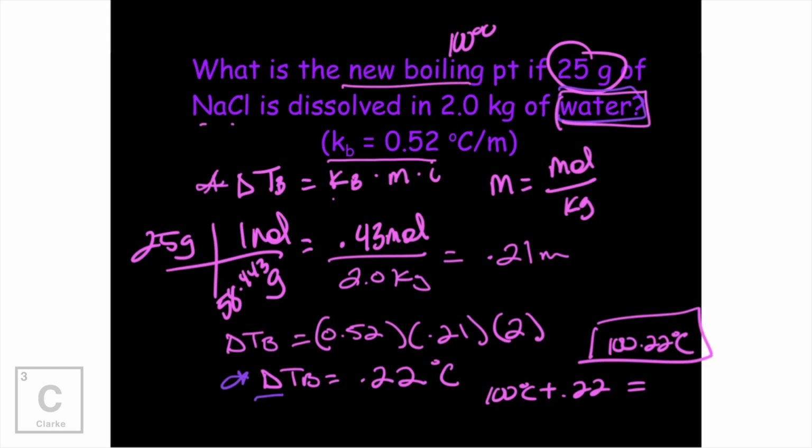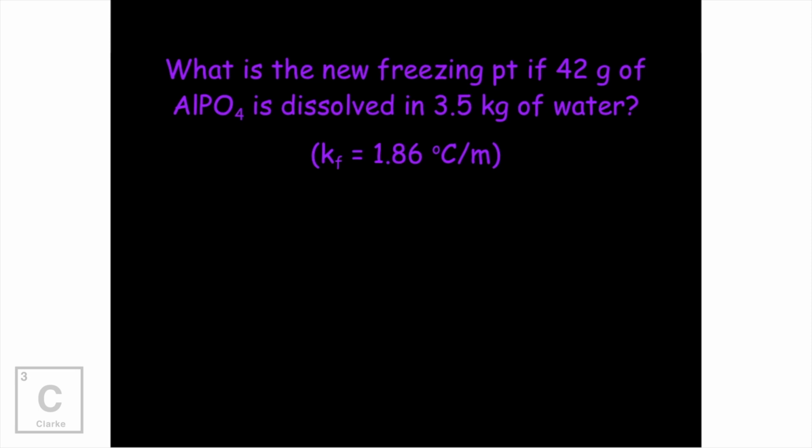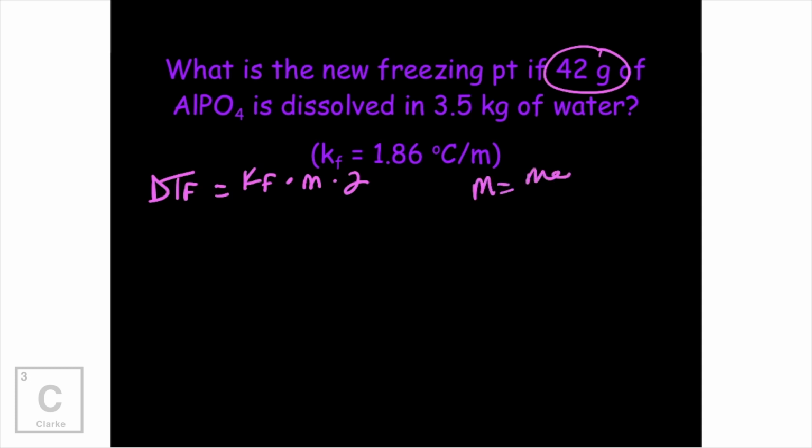That was a lot of work, but the math isn't that difficult. Let's try another problem. What's the new freezing point if 42 grams of aluminum phosphate is dissolved in 3.5 kilograms of water? Okay, so let's write that formula again. The change in the freezing point equals the freezing point constant times the molality times the Van't Hoff factor. And again, I didn't give us moles. That would make things so much easier, huh? I'm giving us grams. I told you, moles is never going away. Okay, so let's start there. Let's convert that into moles because we know we're going to need that to find molality. Remember, molality is moles of solute divided by kilograms of solvent.